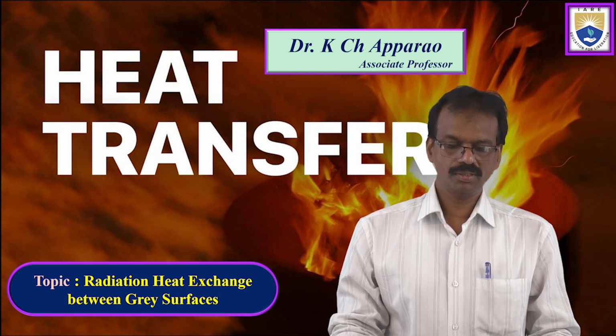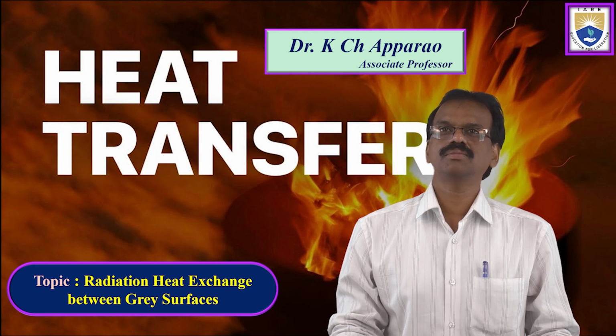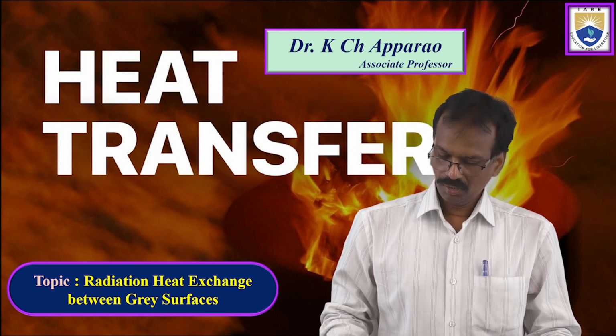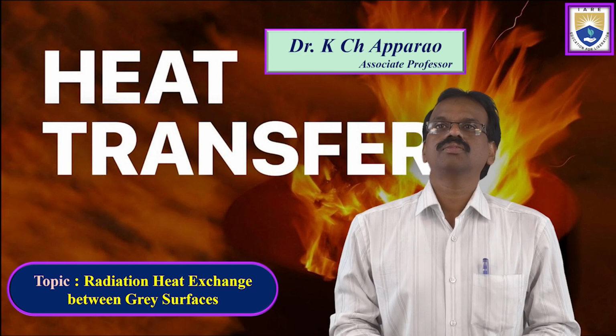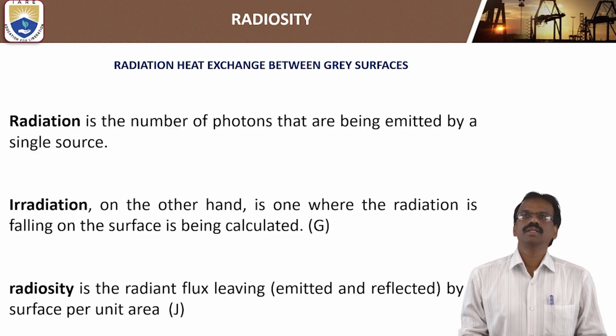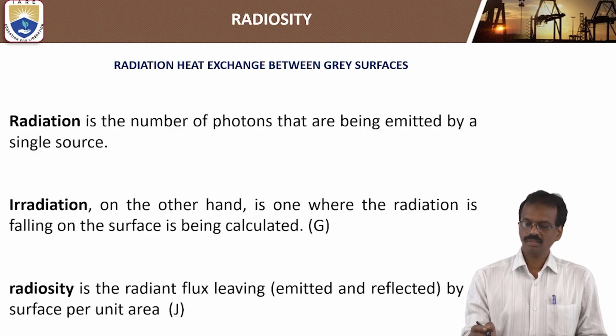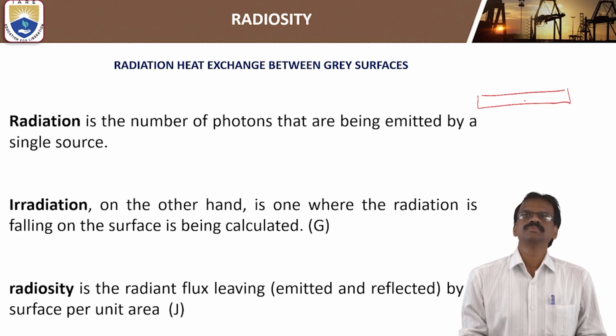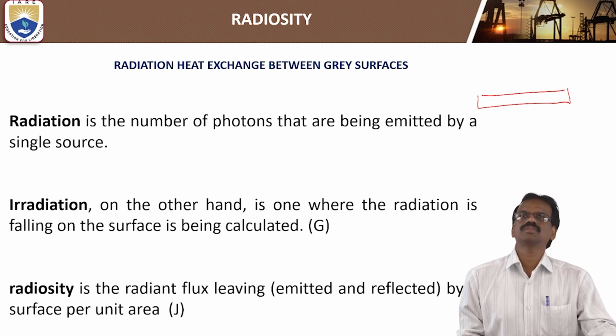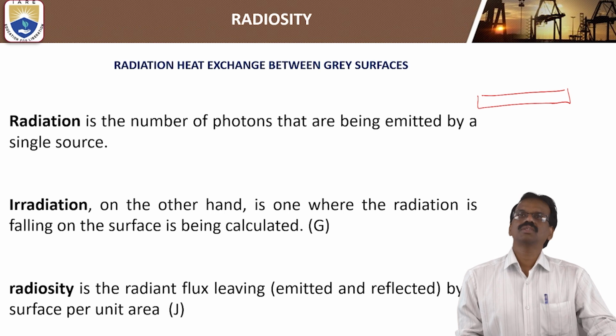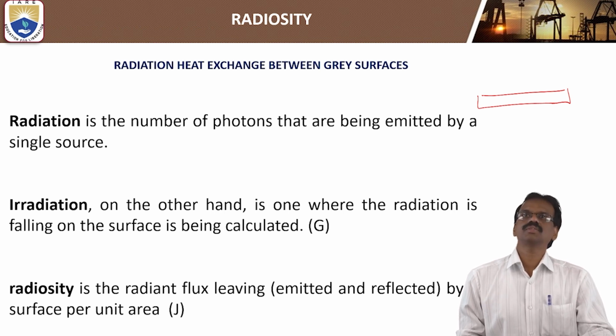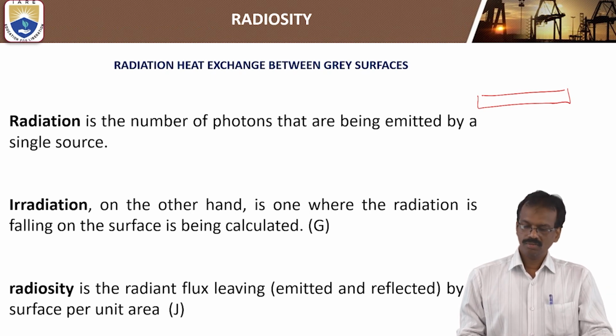Today my topic is radiation heat exchange between gray surfaces. In the last class, we already discussed radiation and gray surfaces. We saw different surfaces, like black surfaces and gray surfaces, and we discussed the properties of the gray surface. In the case of gray surfaces, we will see only absorption and reflection. There is no transmission.